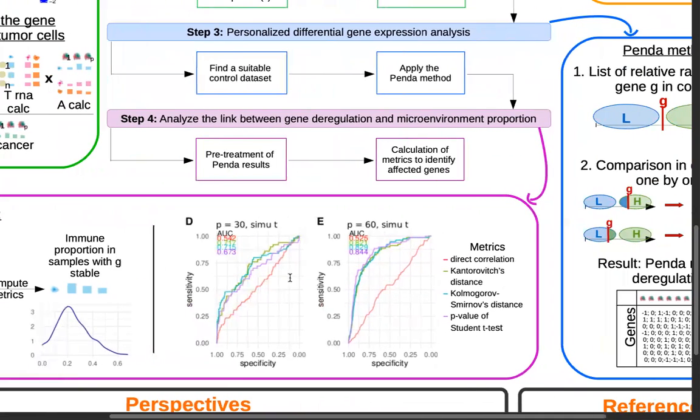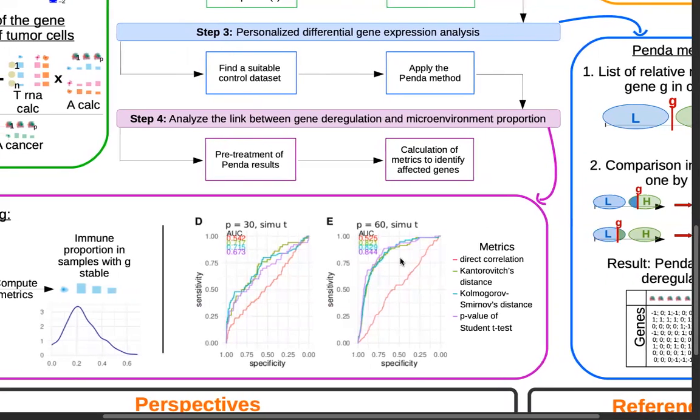And here it's a result. So it's a ROC curves obtained on simulation. Here for 30 samples and here for 60 samples. And we compute different metrics. So in red, it's a direct correlation between the gene expression and the proportion. And in other colors, it's the metrics which are computed on PANDA results. And we can see that the PANDA results give better score.